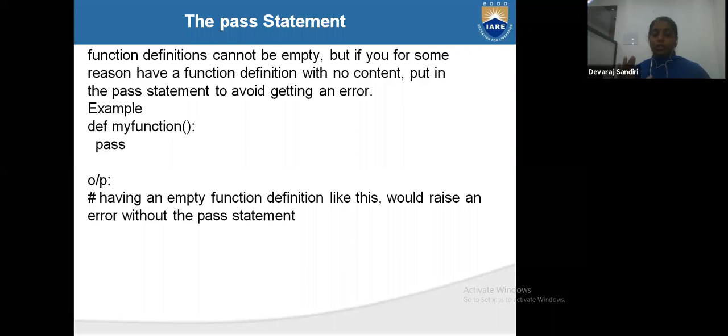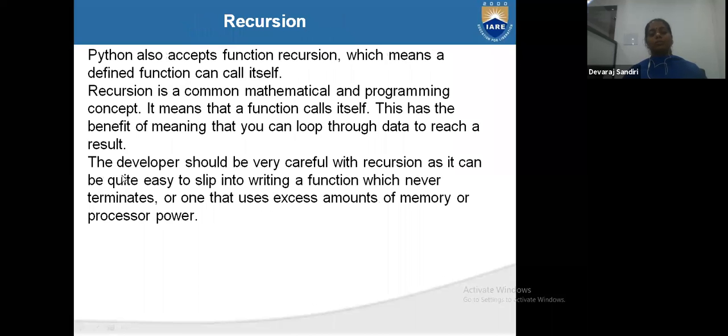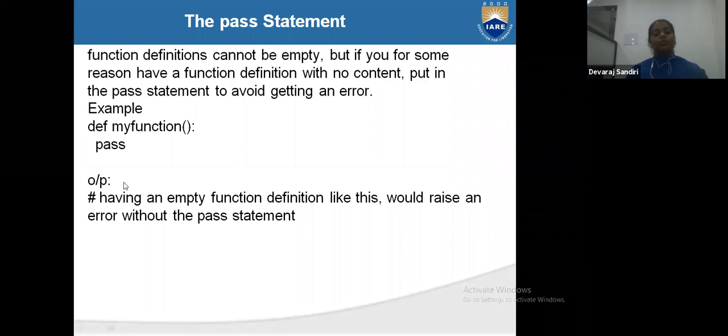If you for some reason have some function definitions with no content, the pass statement avoids getting an error. If you do not give any data inside the main function, you will get an error. An empty function definition like this would raise an error without the pass statement. We use the pass statement when we do not need any output, but we want to declare the function.